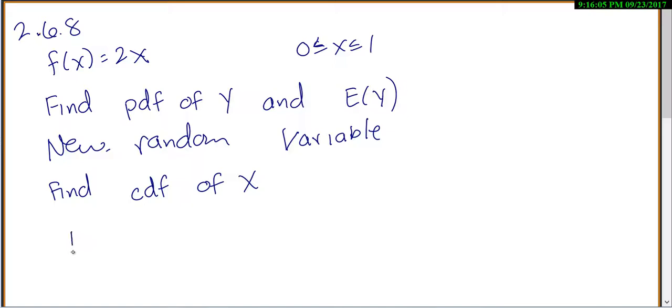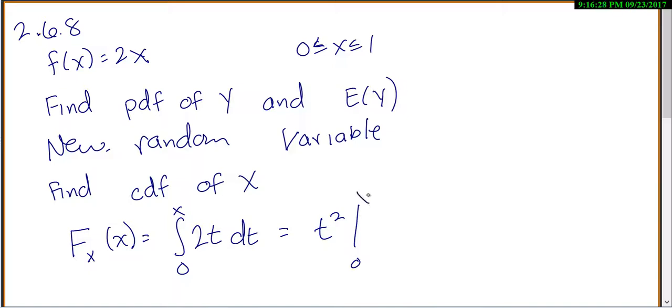So the CDF of x, capital F, and I'll put a little x here so I know it's for x. How do you find the CDF? You integrate your PDF. So we'll integrate, and we're supposed to change it and do a new variable, so we'll say t from 0 to x. And this would give me t squared evaluated from 0 to x, which just gives me x squared minus 0, or x squared. Okay, so there's my CDF of x, and I'm doing this because I know it will come in handy.